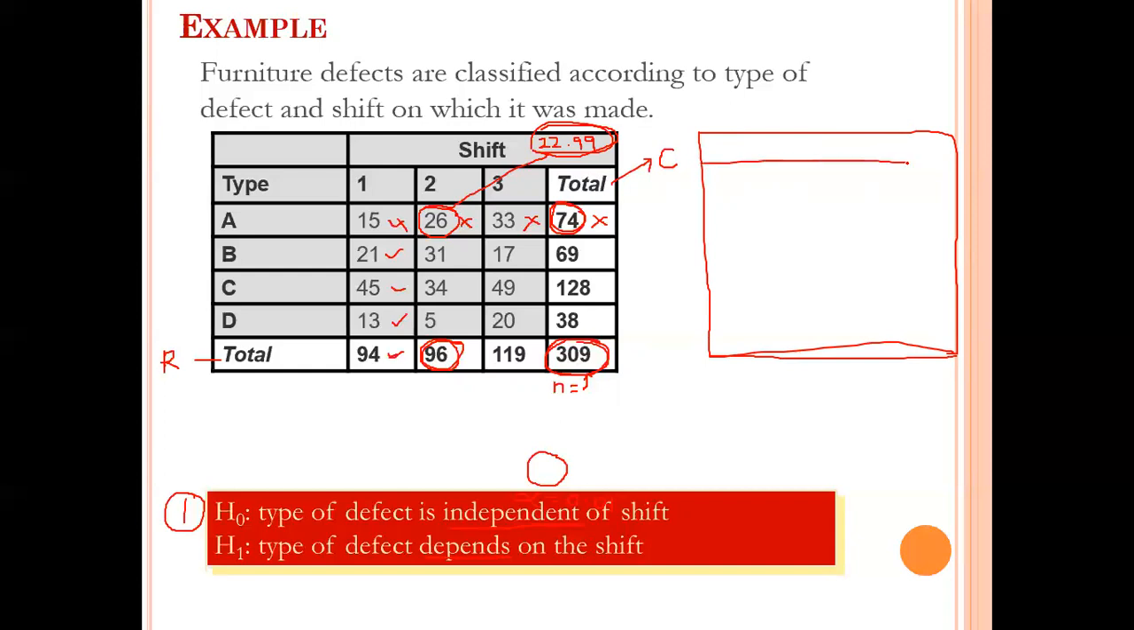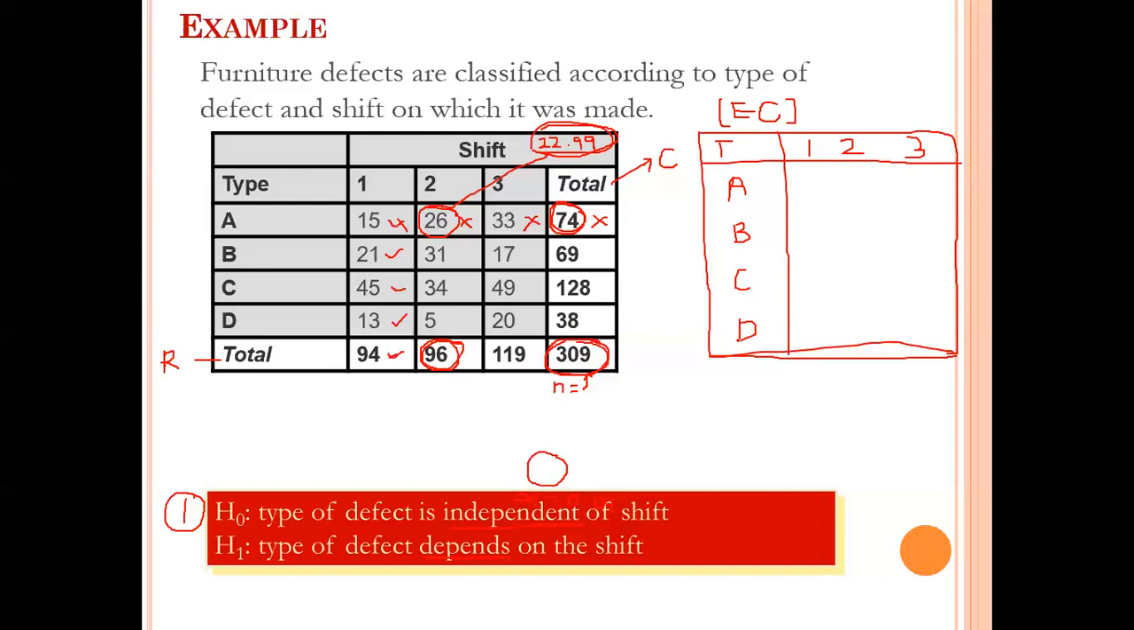Okay, and then you create, for example, let's say this is your table of expected counts. So this is the table of expected count. This is the type, and this one refers to the shift. So let's say this is 1, 2, 3, and then A, B, C, and D.